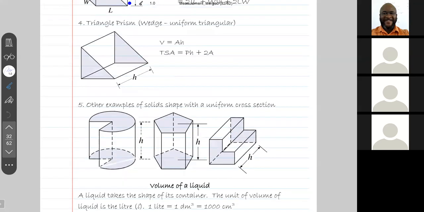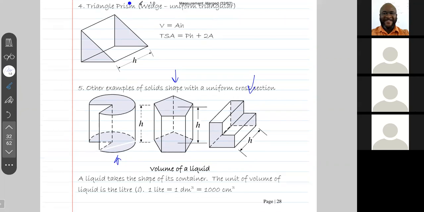Guys, these are other examples of solid shapes with a uniform cross section. All right. The first one, the uniform cross section is a sector. For the second one, the uniform cross section is a pentagon. For the third one, the uniform cross section is a composite shape, which forms an L. These are all examples of a solid shape with a uniform cross section.